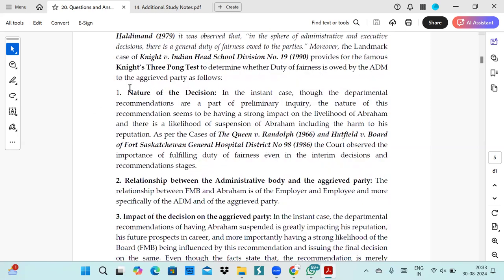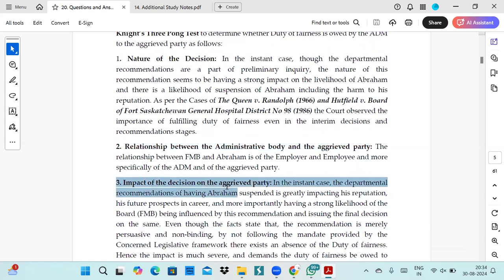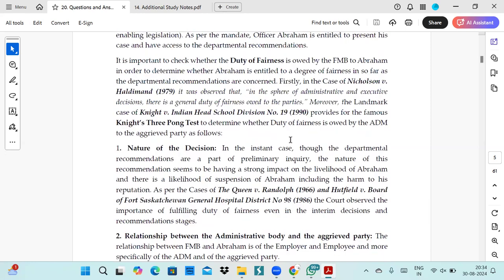Then coming to the Knight three-prong test also: the nature of the decision, the relationship between the administrative body and the aggrieved party, then the impact of the decision on the aggrieved party. Another mistake that students make is that they explain what happened in Knight's case. You are not supposed to talk about what happened in Knight's case because it is an open book exam. They have the material. They know that you have the material.